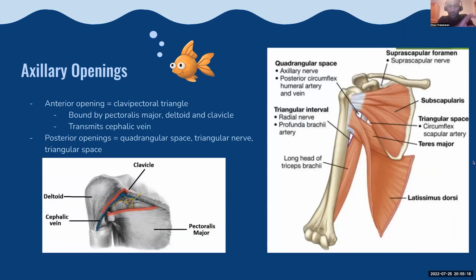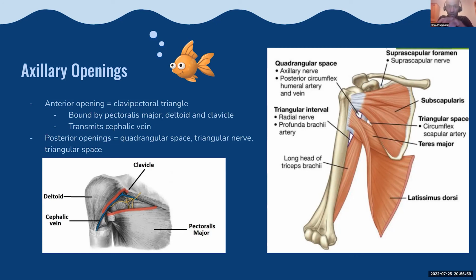Okay, a couple of more minor important anatomical spaces that we need to think about. So we have a couple of openings in the axilla, because not all structures are going to enter via the apex and leave via the base into the arm, right? Because we still need things to go to the back and things to go to the pecs. So we have an anterior opening called the clavipectoral triangle, or the deltopectoral triangle as well, because it's bound by the deltoid, clavicle, and pectoralis major, and it transmits the cephalic vein, which runs in the deltopectoral groove.